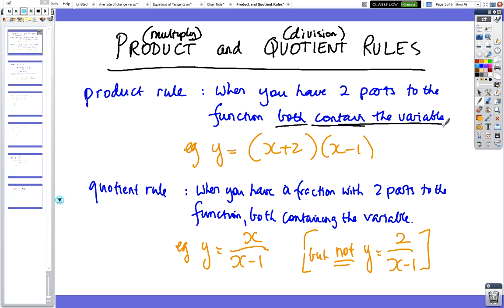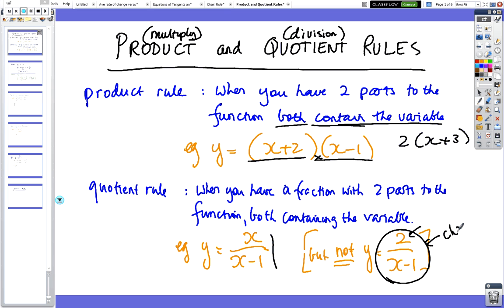the variable. Okay, so for instance, like 2 bracket x plus 3 has two parts, but they both don't have the variable. So in this particular one, we've got two things, and they both contain x. And with a quotient, it looks like a fraction. And both parts have to contain the variable. So x over x minus 1 both have x, but 2 over x minus 1 you don't use because this part here doesn't have an x.